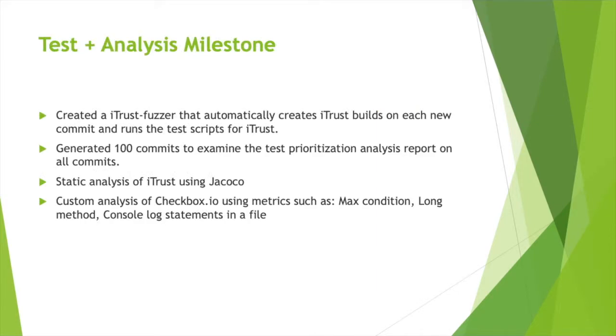Just to recap what we did in our test analysis milestone, we created a fuzzer for iTrust where we ran around 100 tests, and we examined test prioritization. We also performed certain static analysis on the code using Jacoco. For Checkbox, we added certain metric checks where we compared the values with the threshold value to check if the build is successful or not.